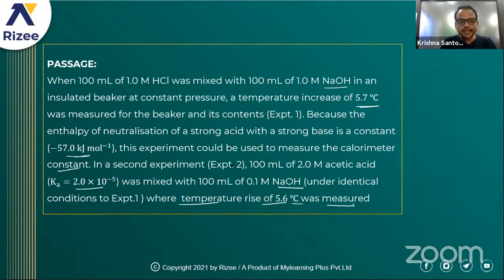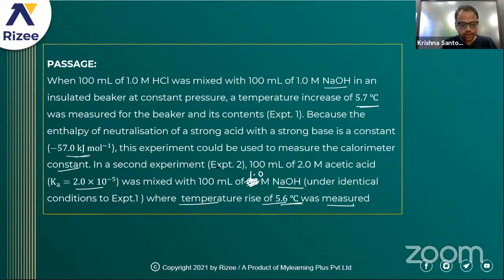In the second experiment, a weak acid and a strong base are mixed, which means a buffer solution will be formed. But the weak acid is 2 molar and the strong base is 0.1 molar only. Actually, this is not 0.1 molar, I think this is 1 molar NaOH. Now the temperature is raised by 5.6 degrees centigrade.